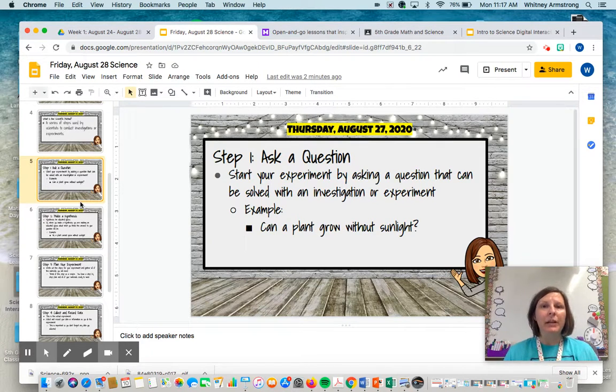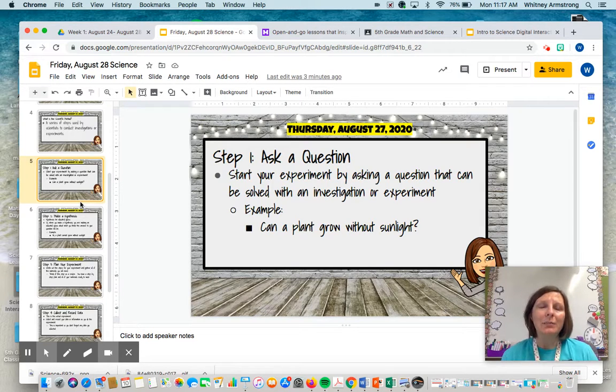So we may be doing 2 separate things. You may be growing a plant that has water only. You may be growing a plant that has sunlight only. Or maybe you were going to grow a plant that had water and sunlight. So your question may be, can a plant grow without sunlight?